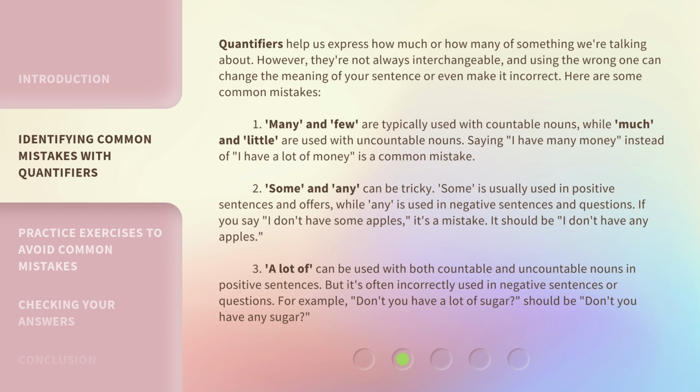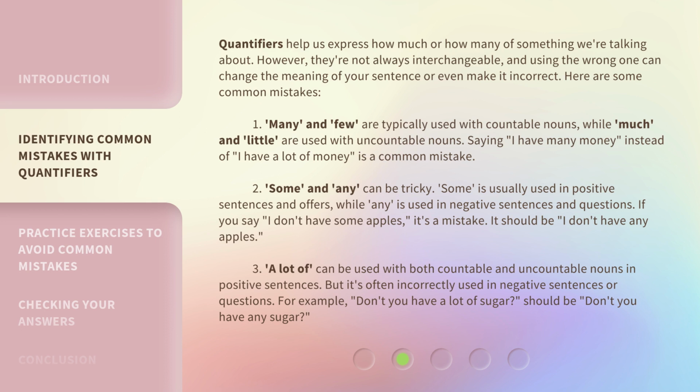2. Some and any can be tricky. Some is usually used in positive sentences and offers, while any is used in negative sentences and questions. If you say, "I don't have some apples," it's a mistake. It should be, "I don't have any apples."